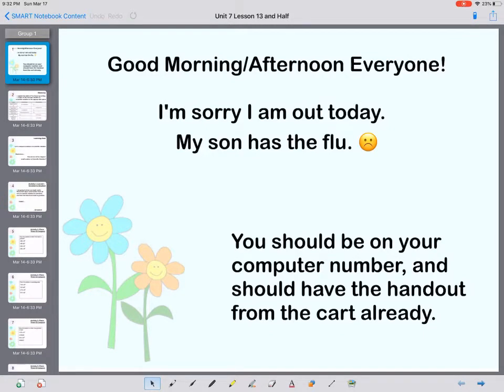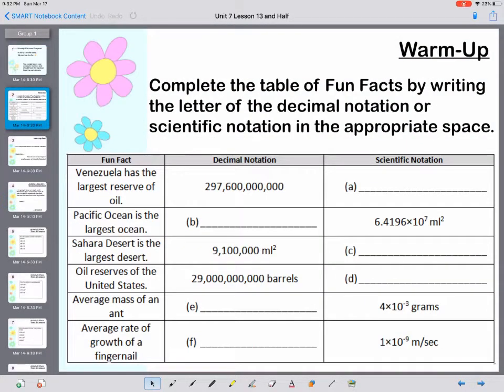Alright, let's start with your warm-up. For your warm-up, you're going to complete the table of fun facts by writing the letter of the decimal notation or scientific notation in the appropriate space. Underneath your table, you should have letters A through L, I believe, and you are going to match those uppercase letters with the lowercase letters in the table, filling in the corresponding scientific notation or standard notation. So please take a second, pause the video, and do that now.